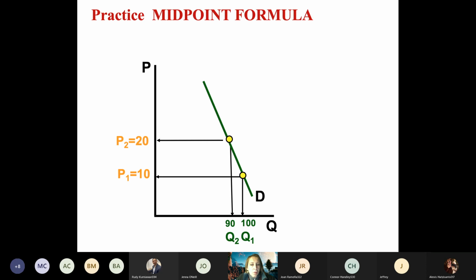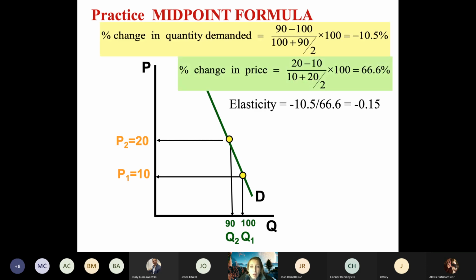Another example. In this case, the price again changes between 10 and 20, and the quantity between 90 and 100. You apply the same formula. Oopsie, I messed up the slide again. Okay. Percent change in quantity: the difference divided by 95, which is the midpoint. Percent change in price: the difference divided by 15, and then you find the elasticity.